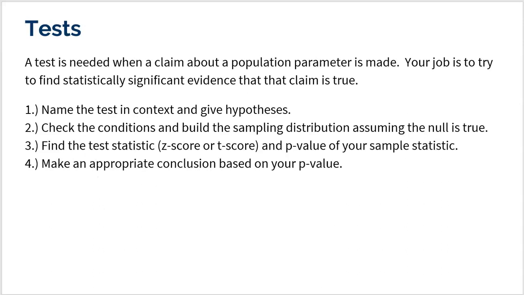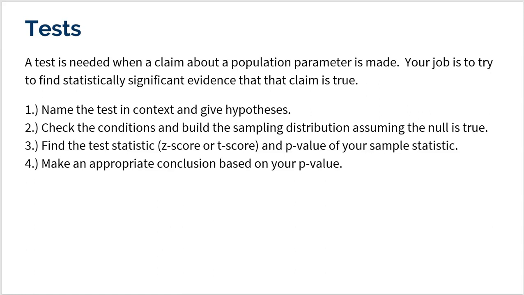Then we learned a lot about tests. A test is needed when a claim about a population parameter is made, and your job is to try to find statistically significant evidence that the claim is true. If you don't have enough evidence, we just don't have enough evidence to say that that claim is true. So here we have to give a name and give the hypotheses. We've practiced that a ton lately. You got to check the conditions and build the sampling distribution, assuming the null is true.